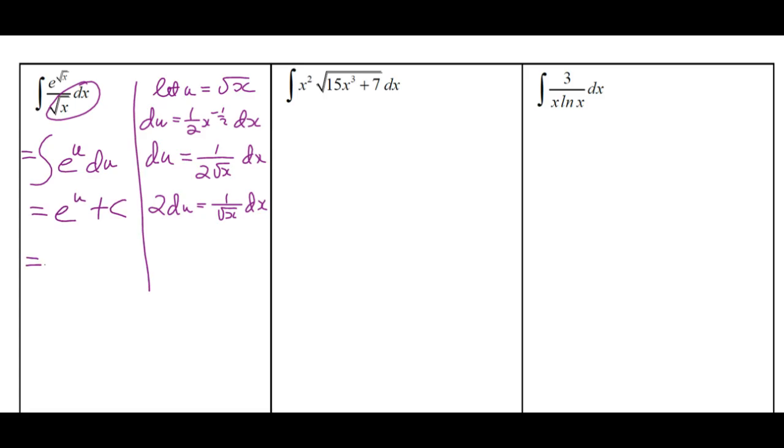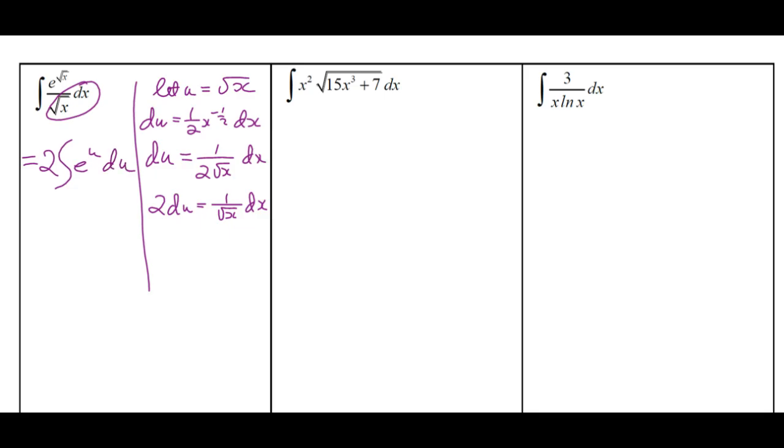What's e to the u? E to the root x plus c. Oh, wait, we forgot. This is a 2 du. Clean up on aisle 3. So 2 integral e to the u du.